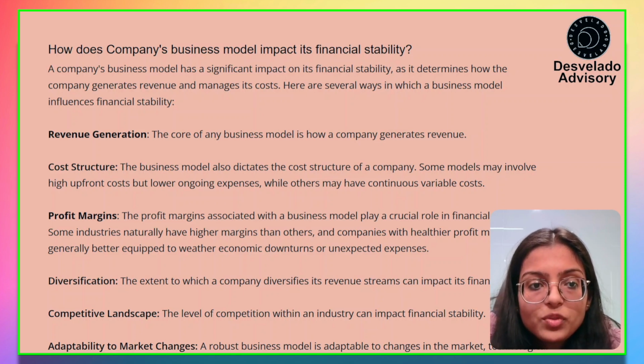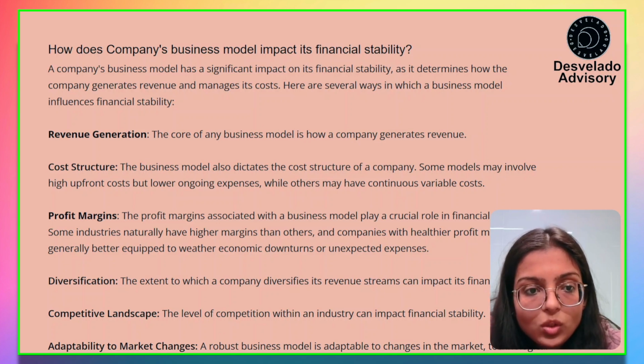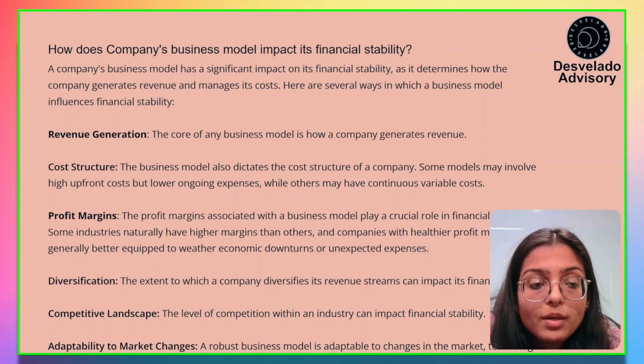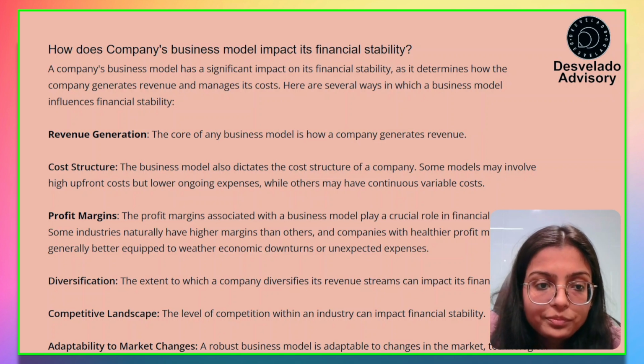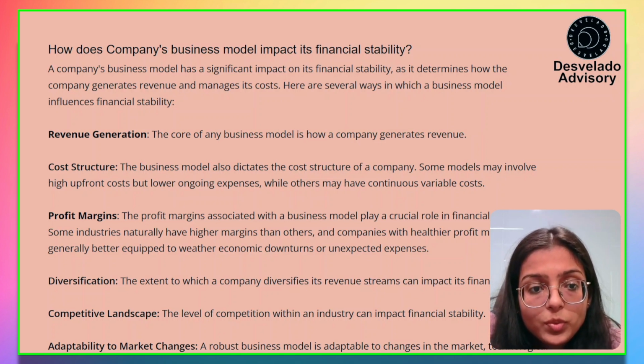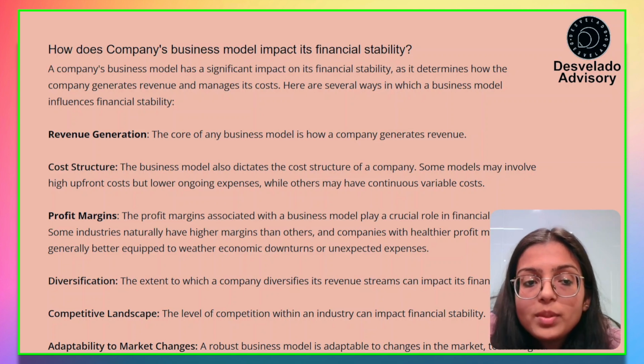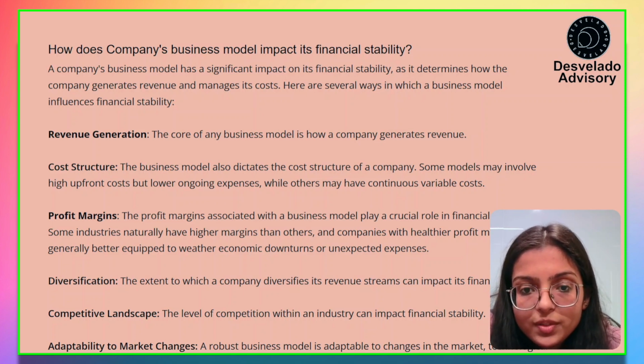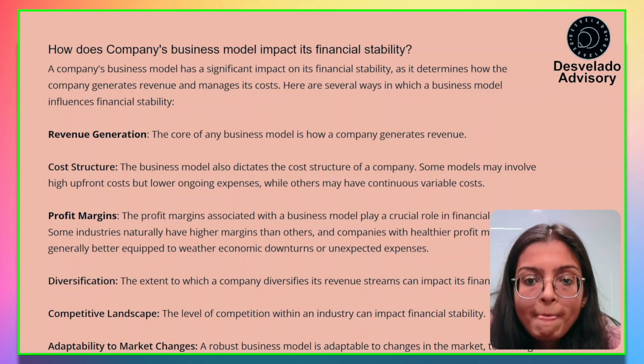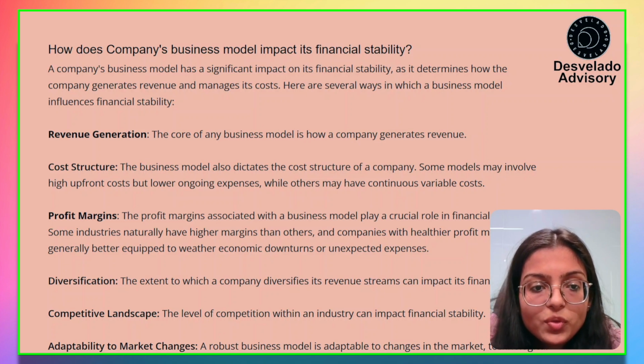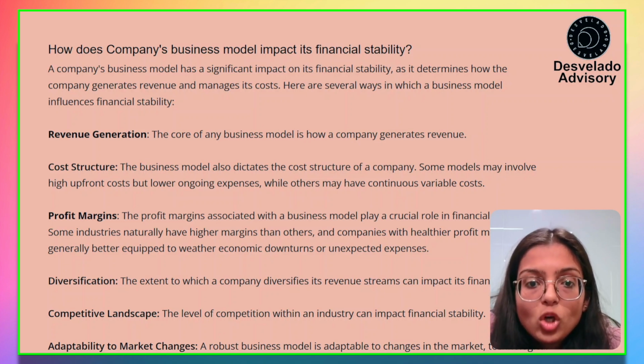There might be companies which involve high upfront costs but lower ongoing expenses, while others may have continuous variable costs. Third is profit margins, which is how the profit margins are associated with the business model, and how they are also associated with the cost structure of the company. There might be industries which naturally have higher margins than others, and it can be noticed that companies with healthier profit margins are generally better equipped for economic downturns and unforeseen circumstances.